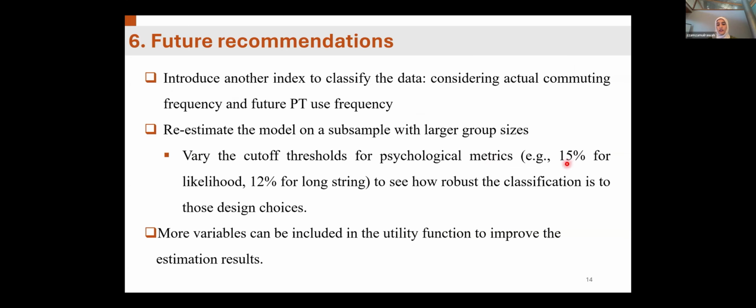And I've shown in one of the slides that we have used 15% for the likelihood, 12% for long string, and 6% for intra-individual response variability, which is very few. So we can increase this threshold to either higher or lower, depending on the data, and see how robust the classifications would be in those choices. And also another suggestion would be to include more variables in the utility function to improve the estimation results.